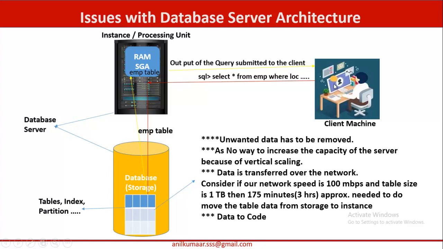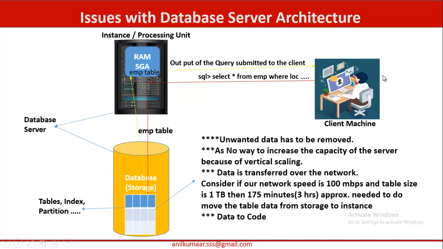Then what happens? Our query will reach the SGA, the shareable global area, which is nothing but a portion of RAM, and from there it will be directed to the database server. The employee table is fetched back to this particular SGA. Now your query will run here, like select star from employee, and you get the output on your user console. So what I'm talking about here is code to data. My data will be there and I'm sending my business logic here.